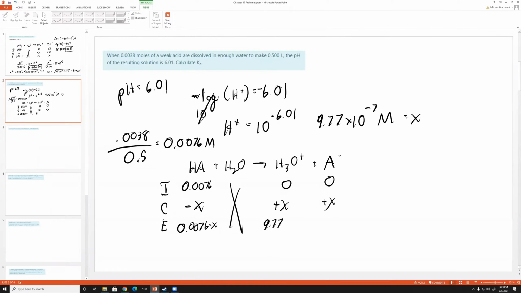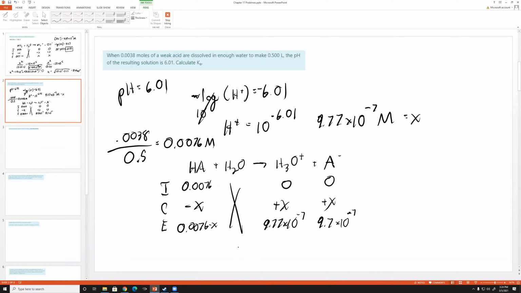Now for H plus or H3O plus concentration, we have that number already. It's 9.77 times 10 to the negative 7th. And same thing for A minus, we have that number as well. And also we have the equilibrium concentration of HA, because we have X. Now, with that information, we can solve for Ka.